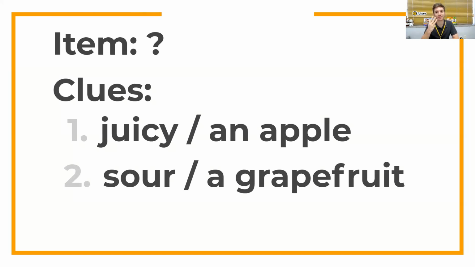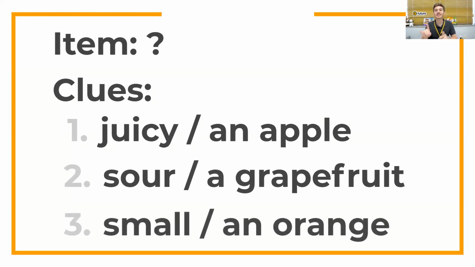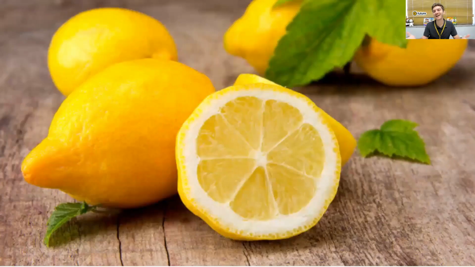Now the third and final clue. Oh, some guesses coming in already. It's smaller than an orange. What is it? What's the item? Oh, some people, okay, I was thinking lemon. Some people think strawberry, but remember, it's more sour than a grapefruit. So I don't think it can be a strawberry. Sure, easy, right? Okay.